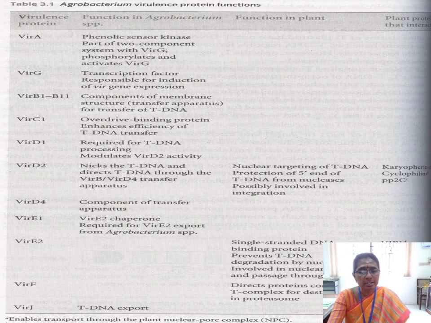Here this table depicts the role of the Vir region, that is, the proteins encoded by the Vir genes, namely Vir A, G, B1, B11, C1, D1, D2, D4, E1, etc. The function in agrobacterium as well as the function in the plant system is given in this table.